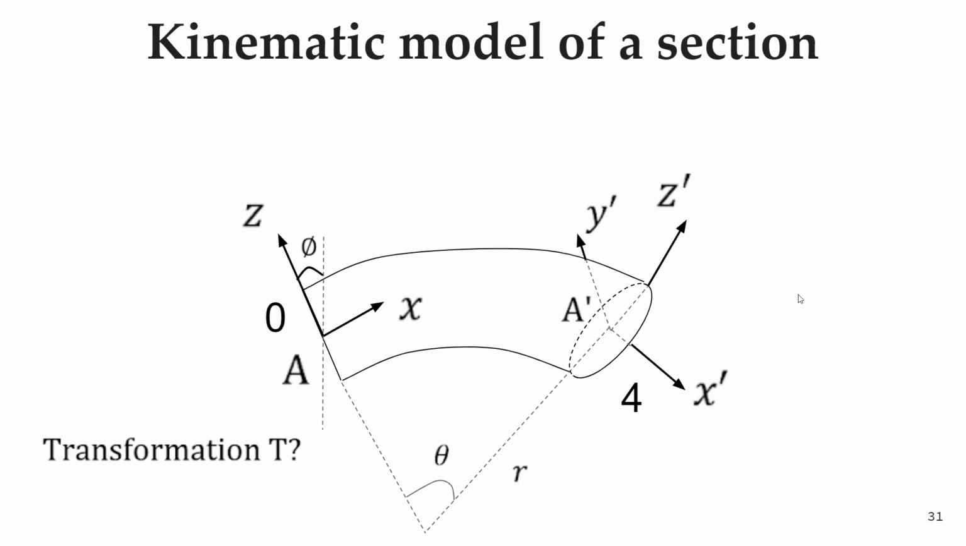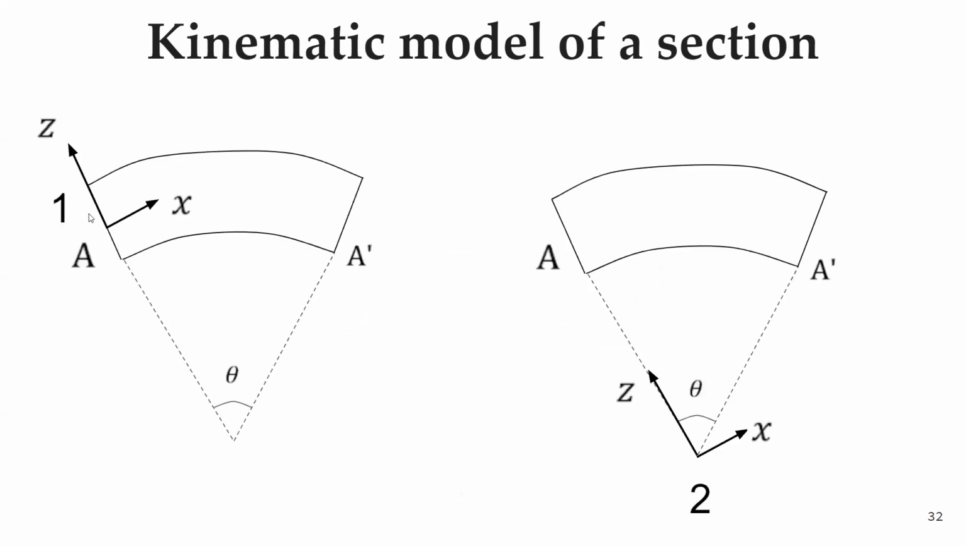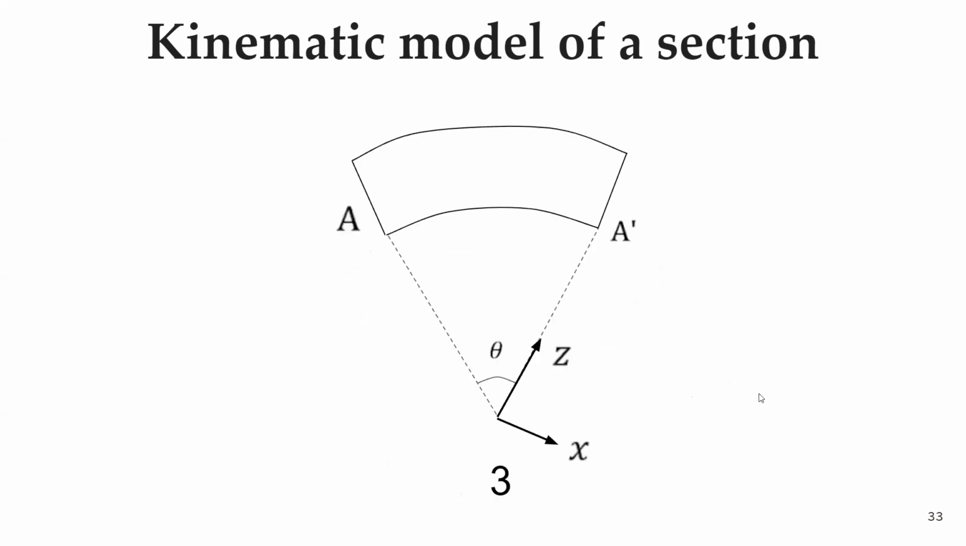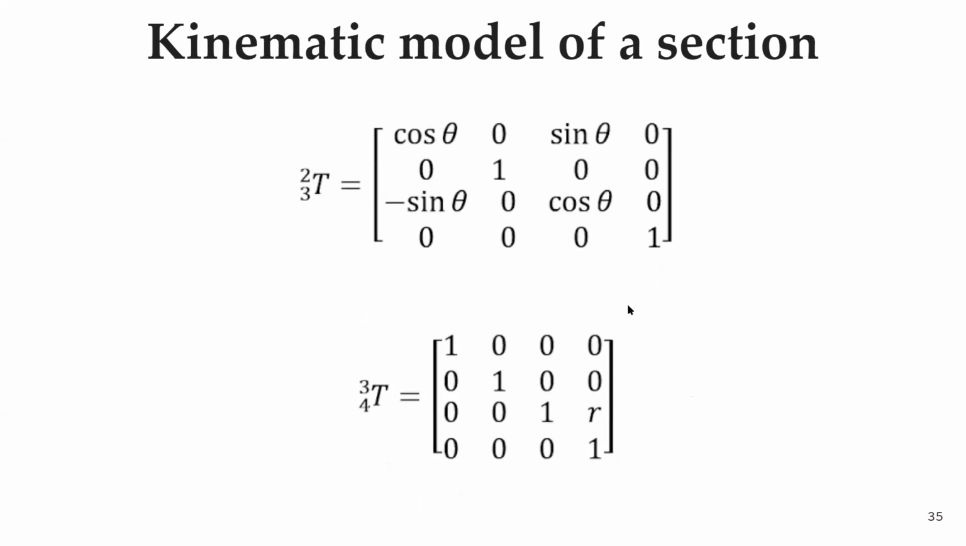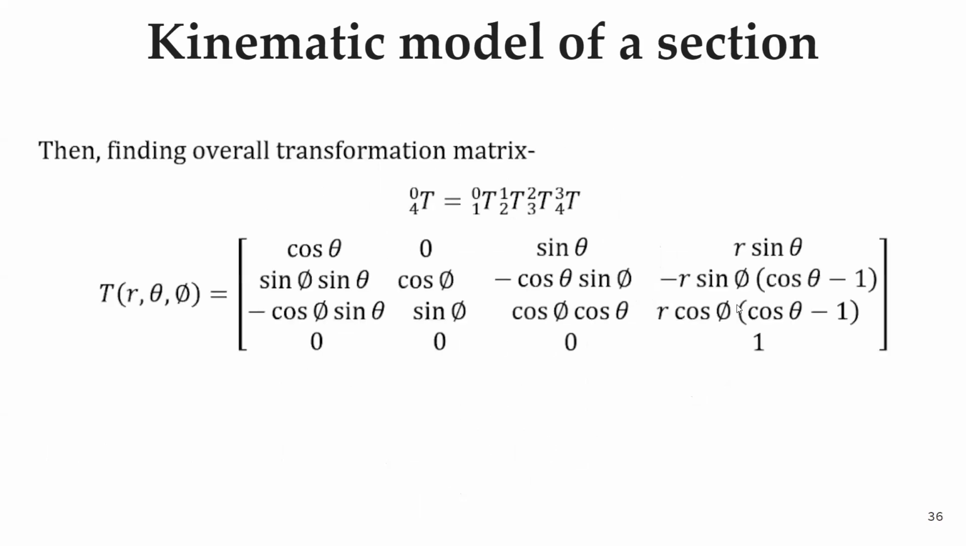Now, as we had done earlier, we can define different coordinate systems in between these two. Let's say this is coordinate system 0 and this is coordinate system 4. Then we define different coordinate systems 1, 2, and 3, and we find the transformation matrix individually from 0 to 1, 1 to 2, 2 to 3, and 3 to 4. And we multiply all these transformation matrices to get the overall transformation matrix, which is in terms of r, theta, and phi.